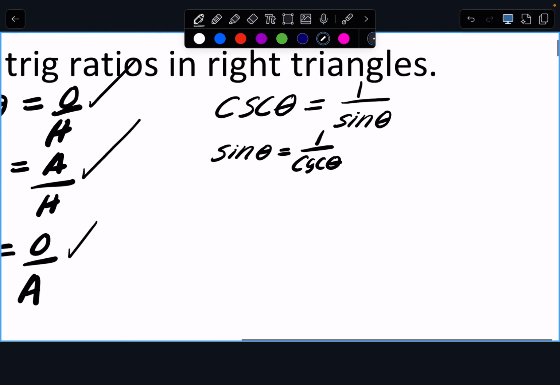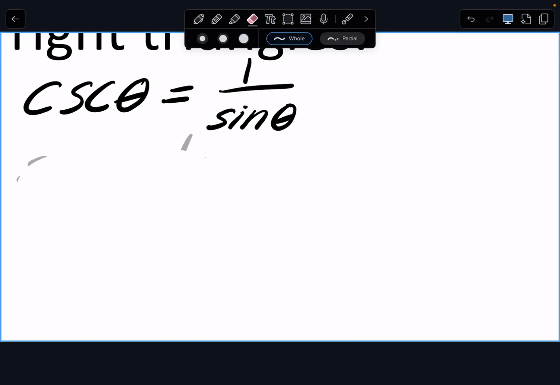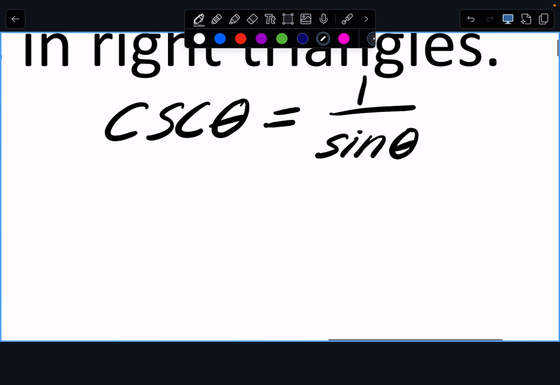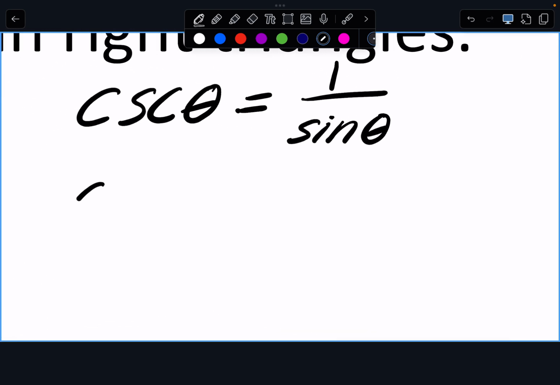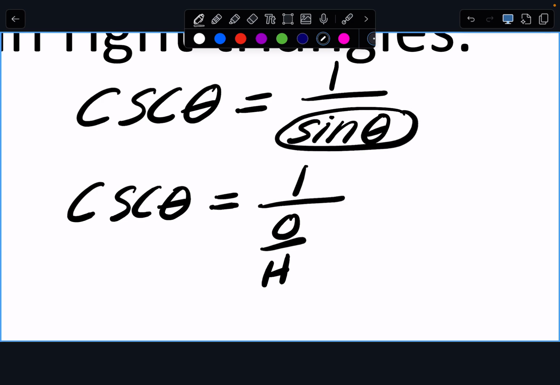So I'm just showing you why cosecant is what it is. And the reason I bring this up is for the future. Okay, so everybody think about this. What would be the statement here? Write this down: cosecant theta equals 1 over sine. Isn't sine opposite over hypotenuse? So we have 1 divided by opposite over hypotenuse. Isn't that what sine is?